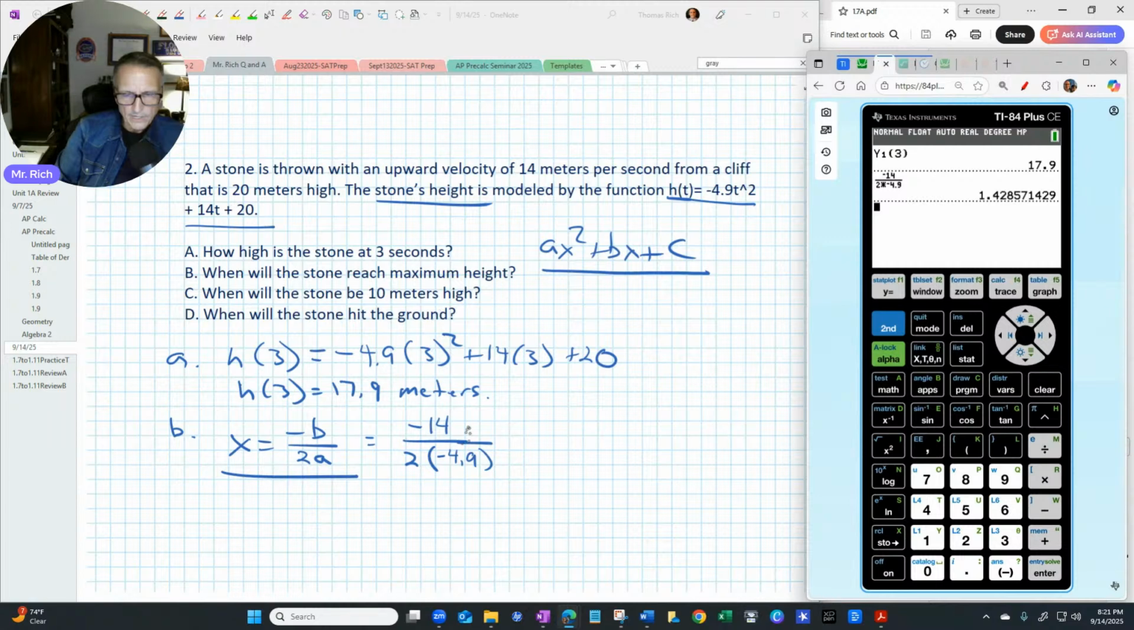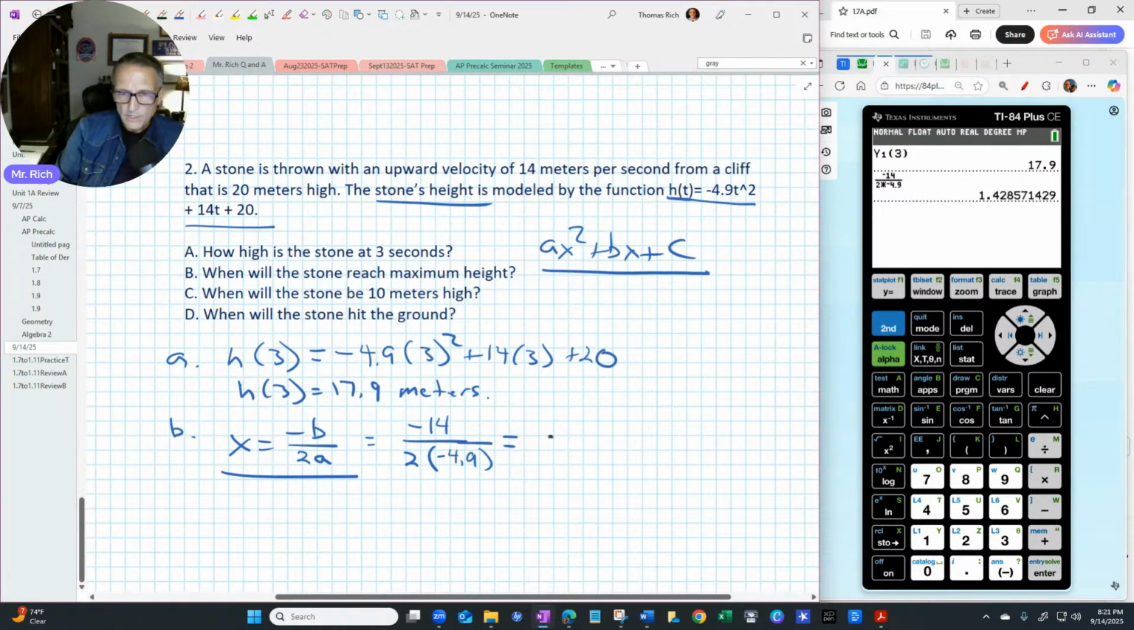And that means that is 1.429. And since that's an x value or a t value, that is going to be in seconds. So when will the stone reach a maximum height? After 1.429 seconds, because that's the x coordinate or the t coordinate, since our independent variable is t. That's when it's going to reach its maximum, because that is where the vertex is located.